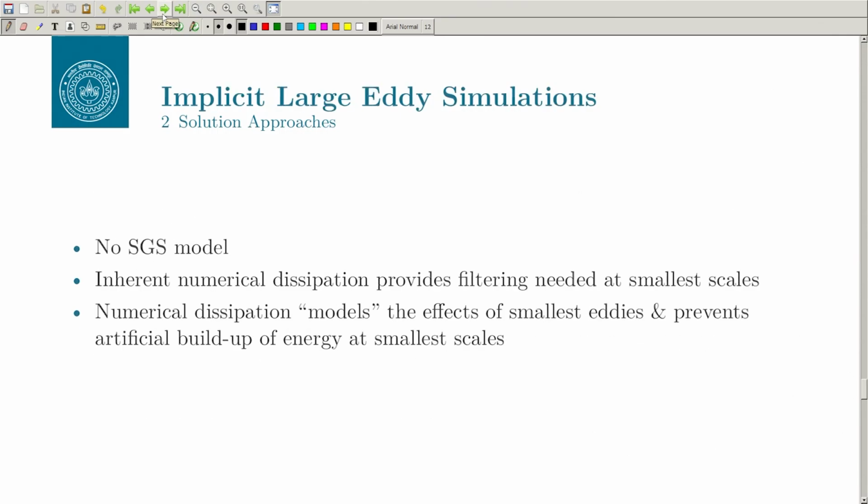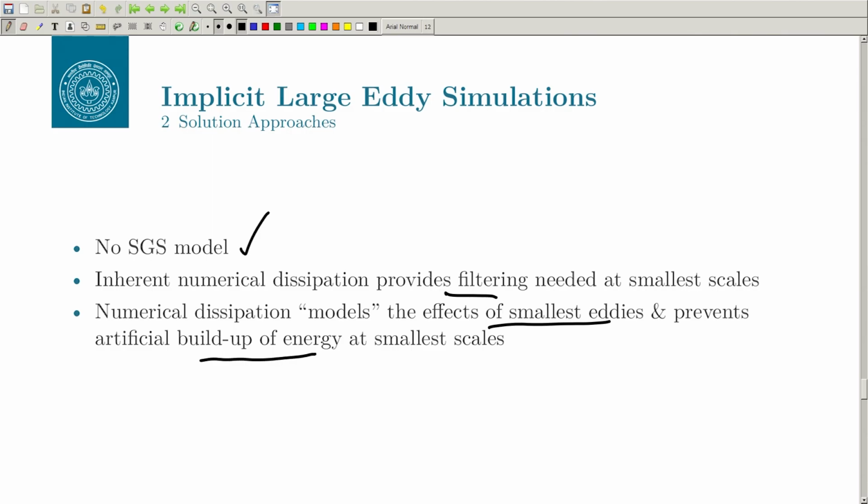This is what I was saying, that when you have implicit large eddy simulation, which is ILES, you do not use an SGS model, and you make an argument that the numerical dissipation basically provides the filtering needed at the smallest scale, and it models the effect of the smallest eddies, and it prevents the artificial build up of energy at the smallest scale.